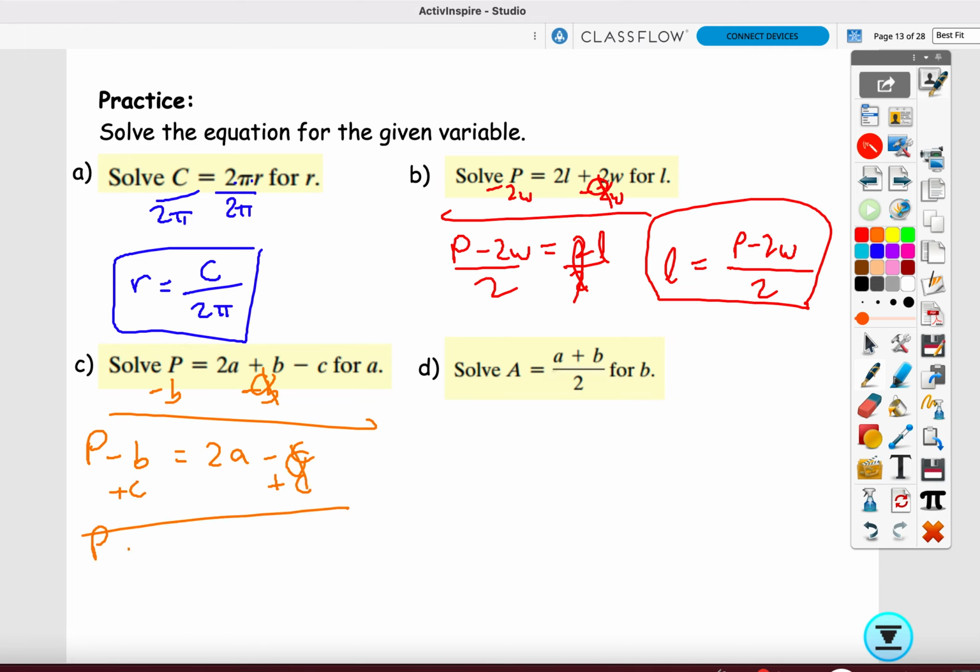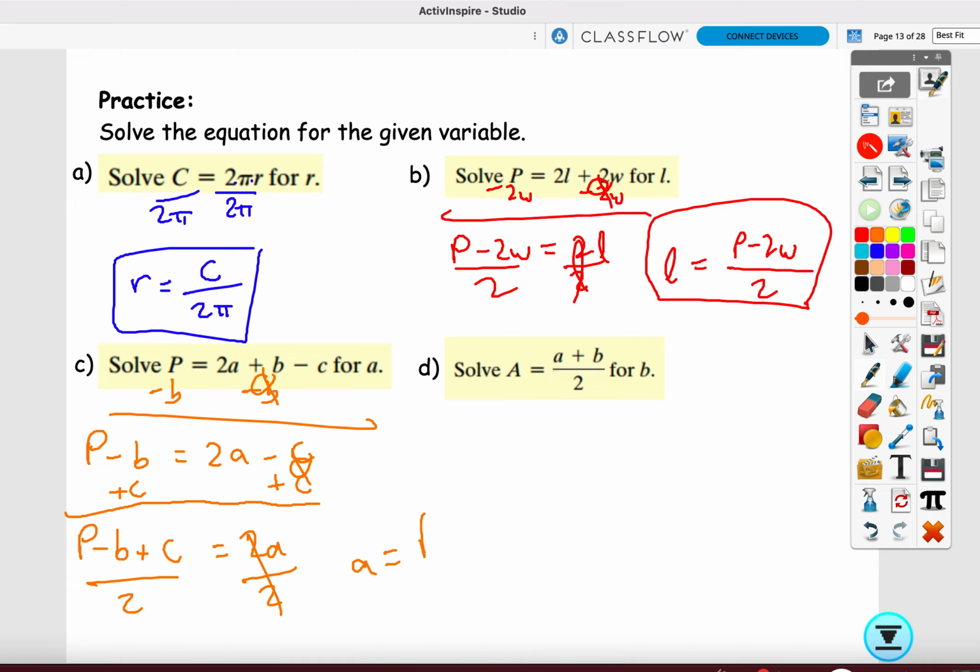So then we get P minus B plus C equals 2A. Divide both sides by 2. And then we get A equals P minus B plus C over 2. And we're done. Look at D.